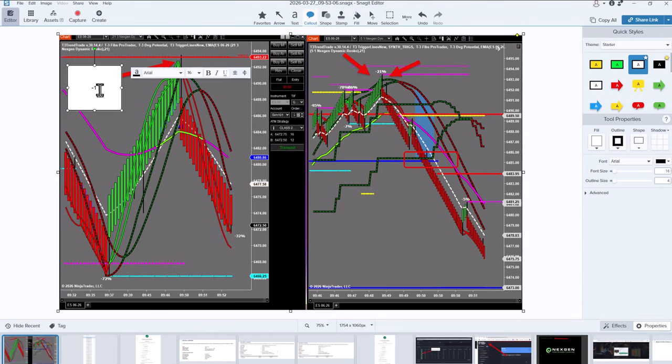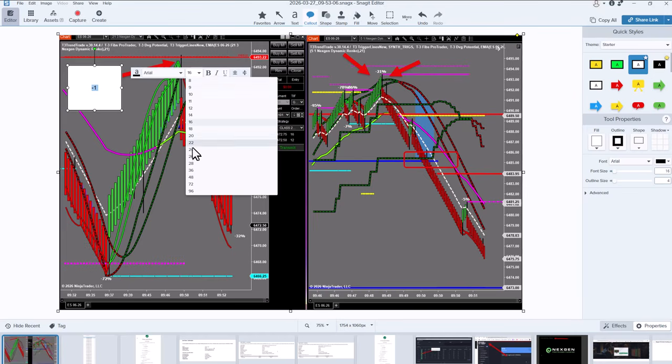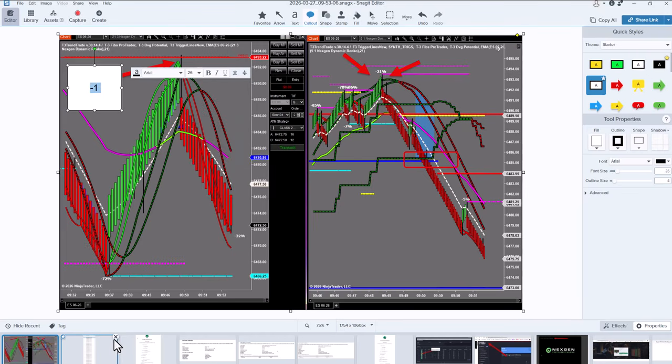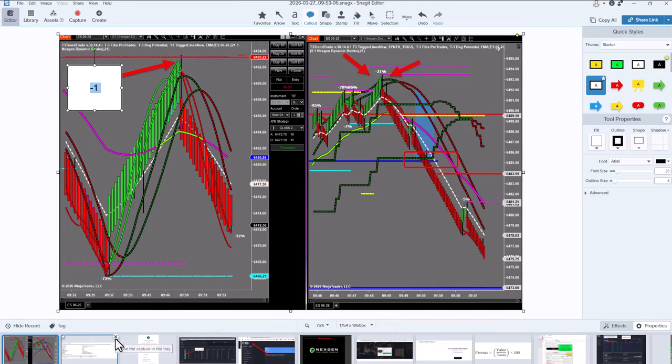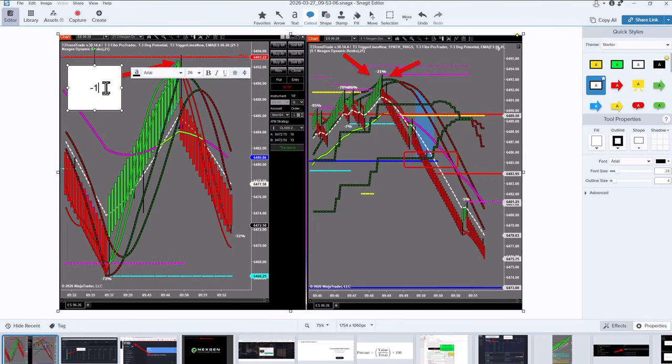Let me make that bigger. You guys probably can't see that, can you? Let me remove a couple of these. So it's -1, and what happens?